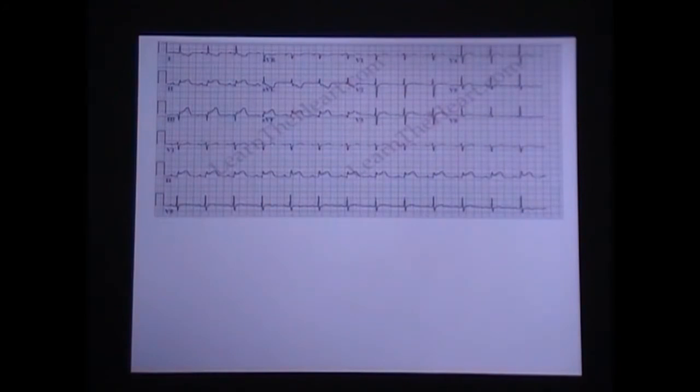We definitely have elevation. Okay. What leads? 2, 3, with reciprocal changes, AVL, AVF is elevated. Okay. And what injury pattern is that? Anterior. Inferior. So hold that up to your heart, this to your sternal border. That's inferior. Okay. So your snapshot, you said you've got ST elevation in 2, 3, AVF with some reciprocal changes.